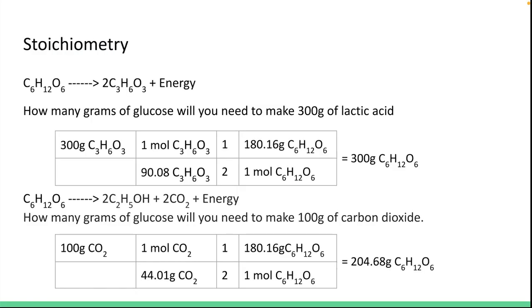And this is my stoichiometry. For the animal, because I did 2, we have how many grams of glucose we need to make 300 grams of lactic acid. And I got 300 grams of glucose. And then for the plants, I got how many grams of glucose we need to make 100 grams of carbon dioxide. And I said 204.68 grams of glucose.